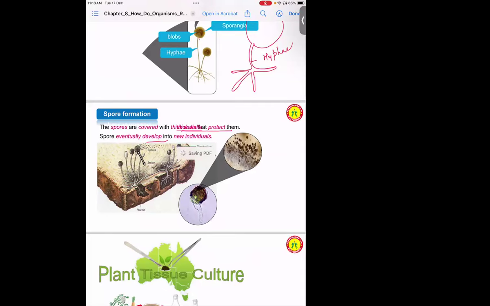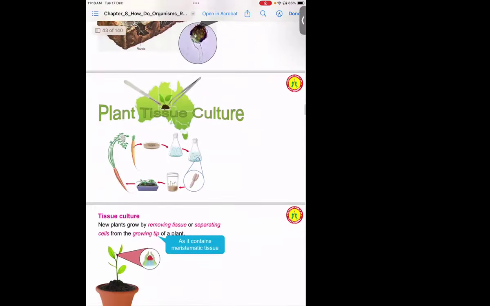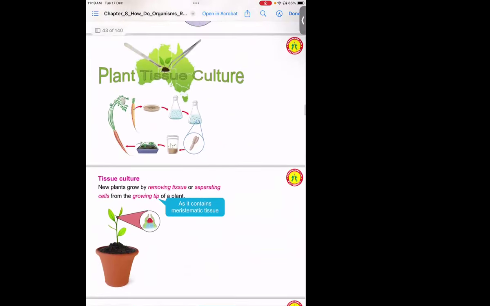So until the spores come out, and when they have a sufficient amount of moisture, they burst out, and when they burst out, they start growing individually. And the last type is plant tissue culture.